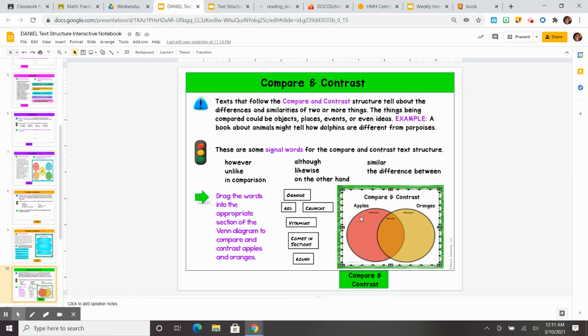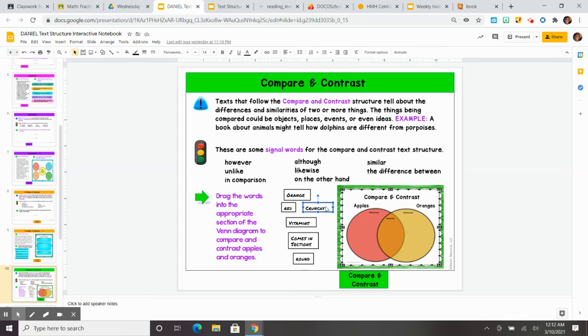All right, so over here, it's all about apples. Over here, it's all about oranges. In the middle is how they are the same. All right, so obviously apples. Well, first of all, we have this word orange. Where would orange go? Orange would go over here because oranges are orange. You have red. Where would red go? Red would go for the apples because apples are red.